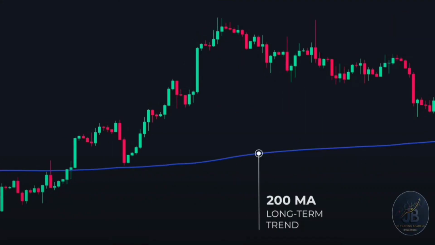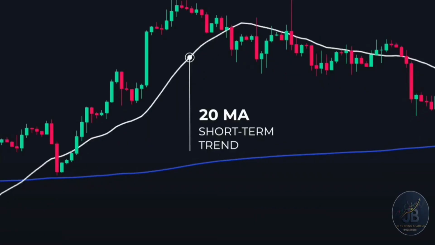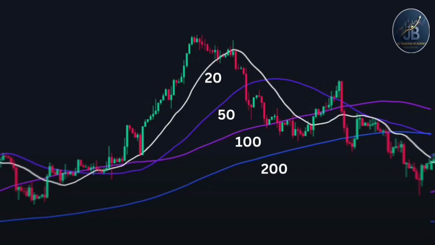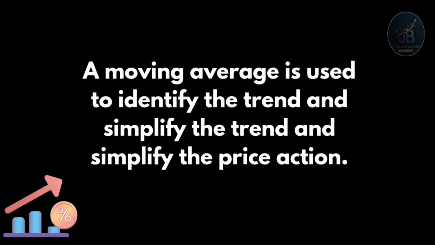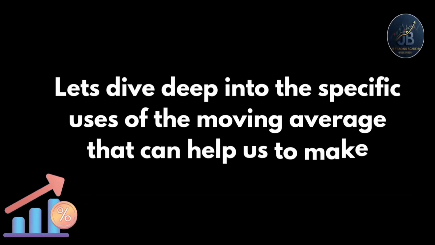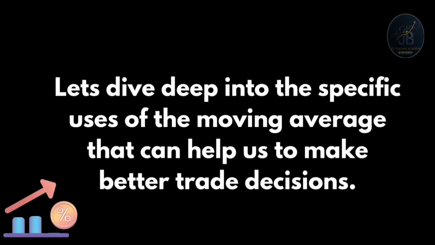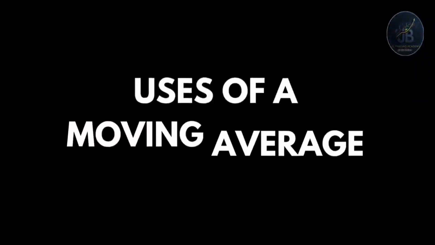Different moving averages are used for different trends. A 200-period moving average can be used to identify the long-term trend of the market. Similarly, a 20-period moving average can be used to determine the short-term trend of the markets. 20, 50, 100, and 200 are some of the most popular moving averages. Generally speaking, a moving average is used to identify the trend of markets and simplify the price action. But let's dive deep into the specific uses of the moving average that can help us make better trade decisions.